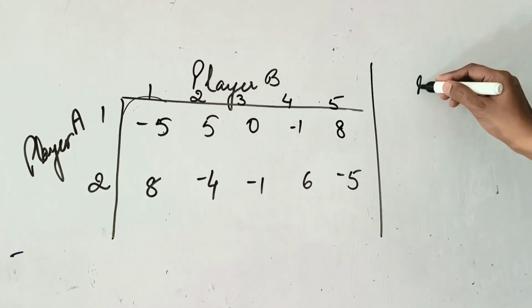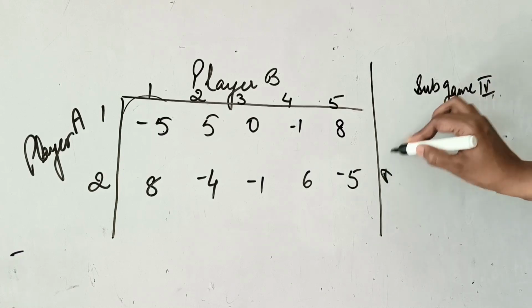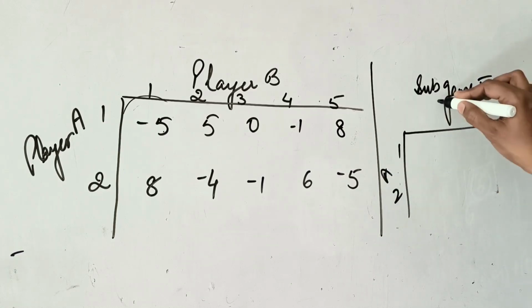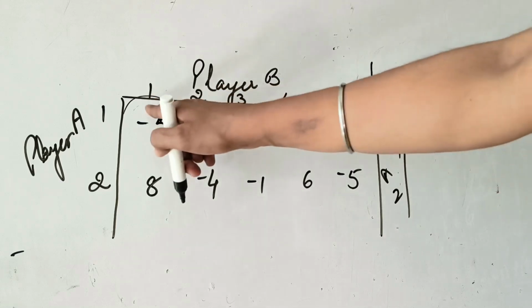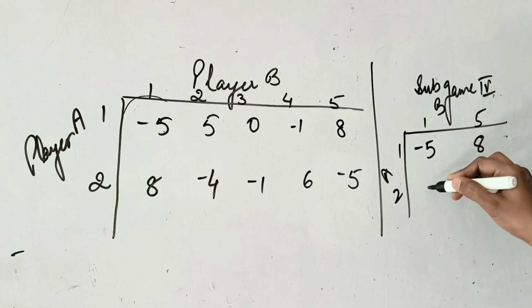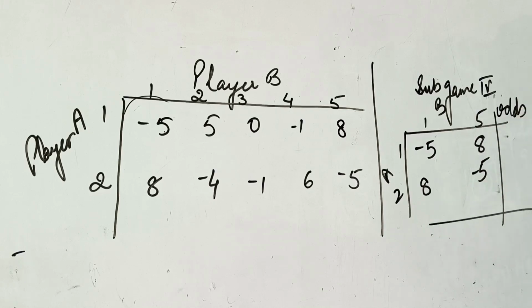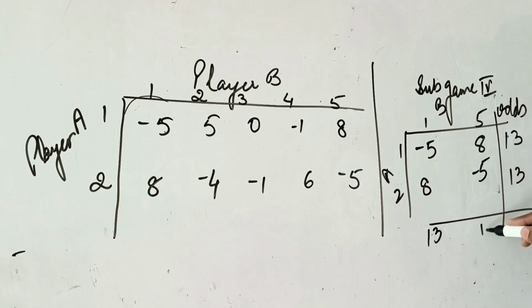Now coming to our subgame 4. For player A, again we have two fixed strategies, while for player B, now I am taking the first and fifth strategy, 1 and 5. So here -5, 8, 8 and -5. Now let us check whether this subgame has a saddle point or not. No, it will not have a saddle point. So directly we will apply the odds method over here. So 8 plus 5, 13; -5, -8, it will be 13, 13, 13, 26 on both sides.